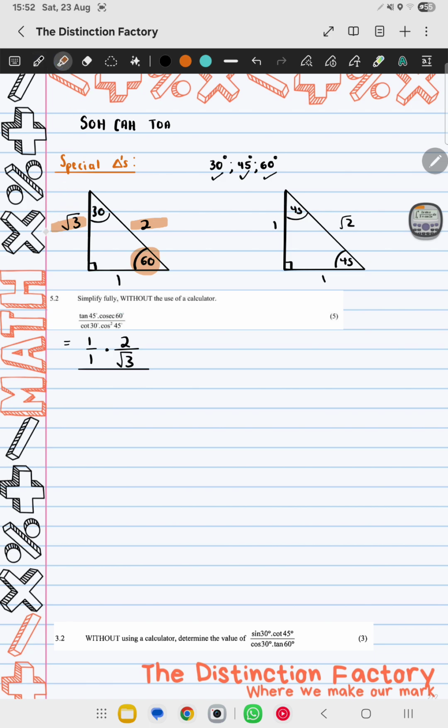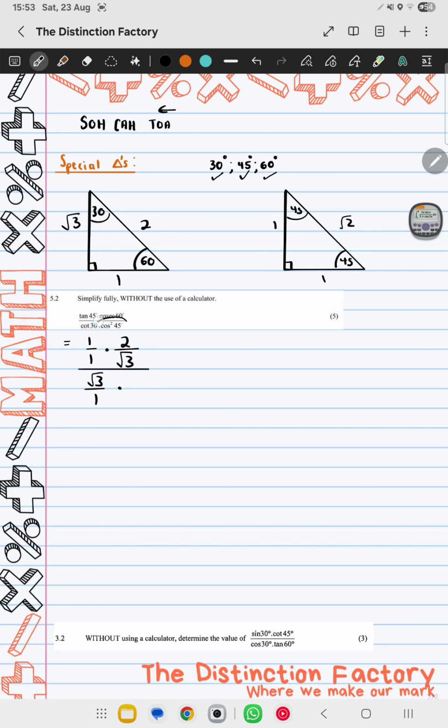Then they have cot of 30. So cot is the reciprocal of tan. And again, instead of reading it as opposite over adjacent, we read it as adjacent over opposite. And they're talking about the 30 degrees, which is up here. Our adjacent side is the root of 3, and our opposite side is 1. So that ends up being root of 3 over 1. Then we can go on to our next one.